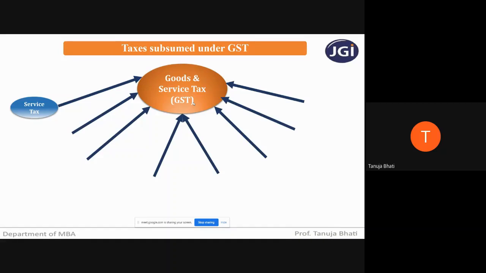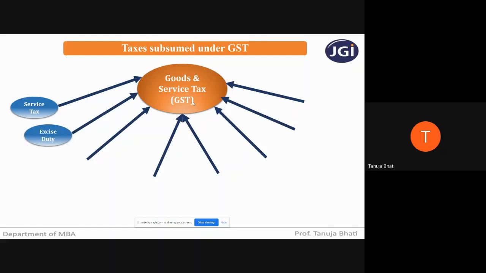So service tax. Before 1/7/2017, that is before 1st July 2017, there was a tax that was levied called service tax. If you are not aware, service tax was a tax levied on all the services that were being provided by the service provider. Now, after 1/7/2017, this service tax is no longer alive. Service tax has now been replaced with GST. So today, if any service provider is providing services, he doesn't charge service tax, he will charge GST.